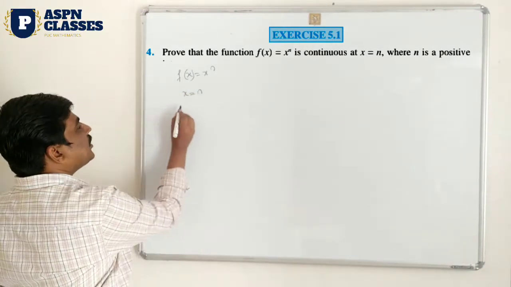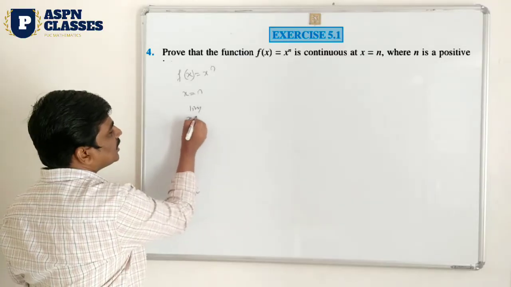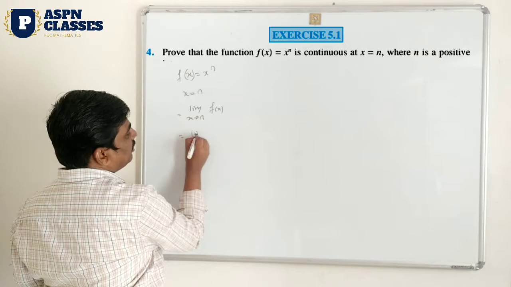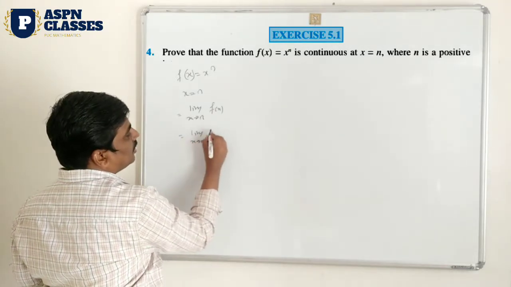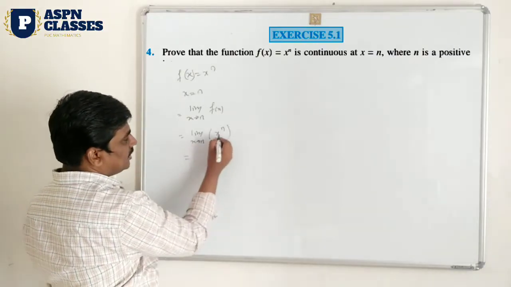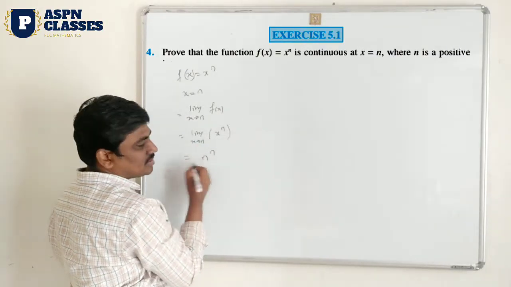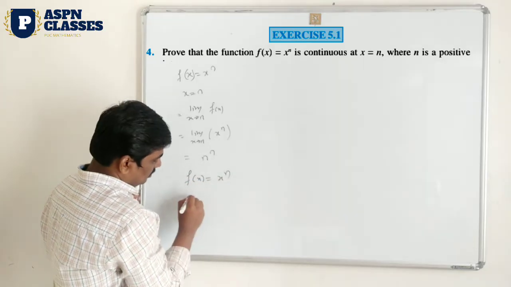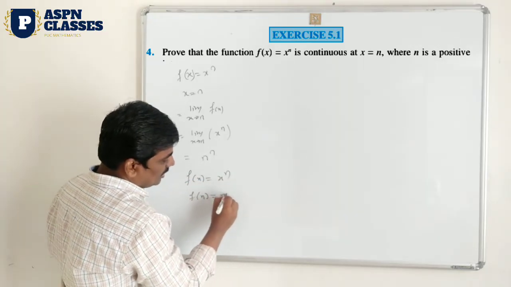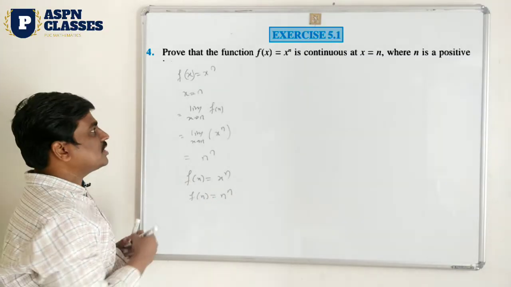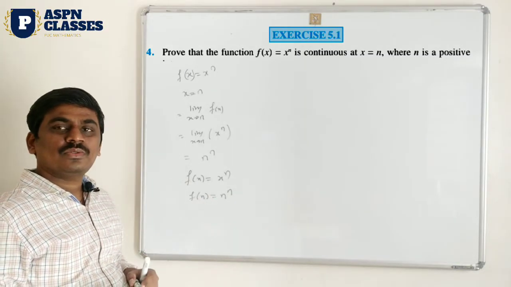If you take x equals n, what is the limit answer? Limit of x tends to n of f of x. Then limit of x raised to n is what? x raised to n is there. Then applying n here, it means n raised to n. This is the limit answer. Then also check out the function answer. f of n is also equal to n raised to n. Both answers are the same. It means the given function is continuous at x equals n.